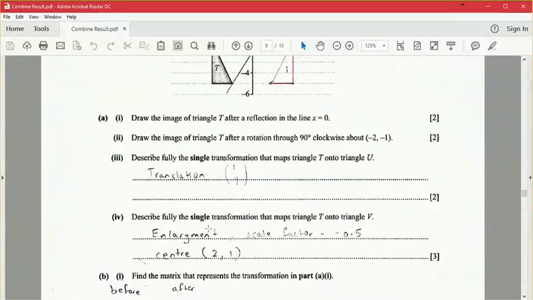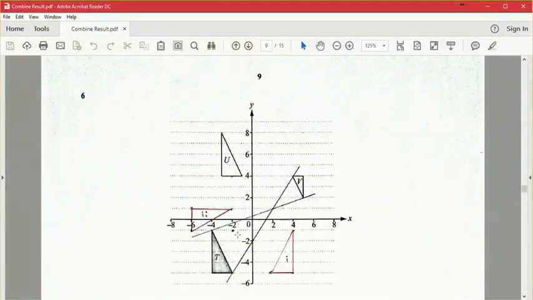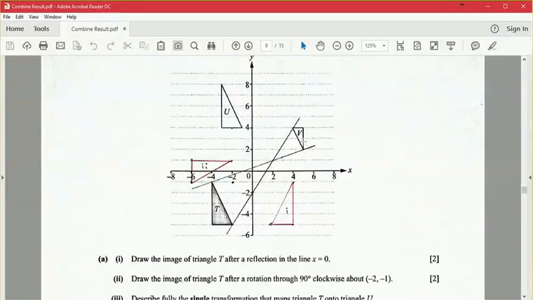Describe fully the single transformation that maps triangle T onto triangle V. We can see that it's enlargement but it's with a negative factor. So we'll draw lines here that join the same points on the triangles. Here it is, for these points, the similar points. This line joins it and this line.